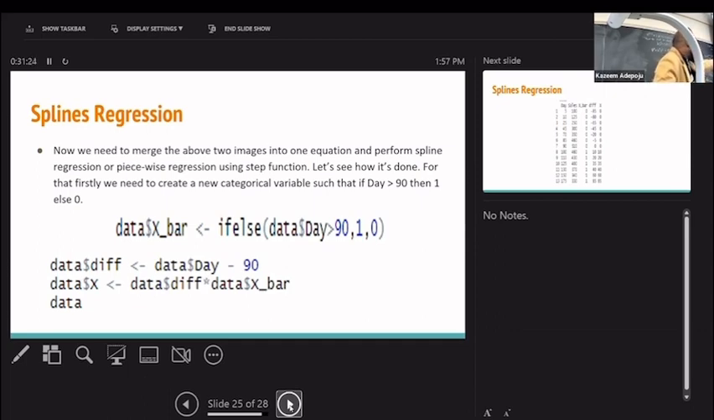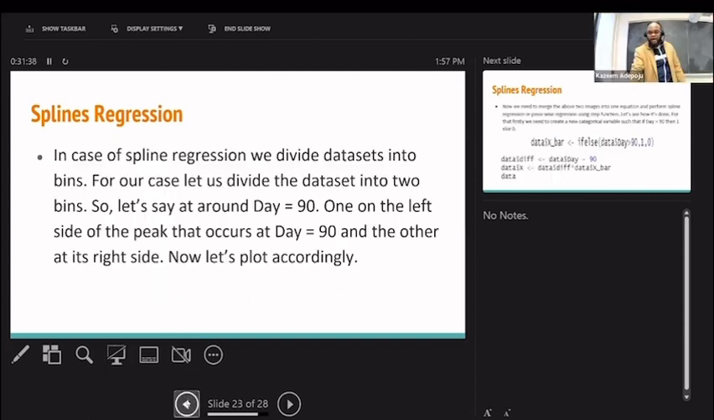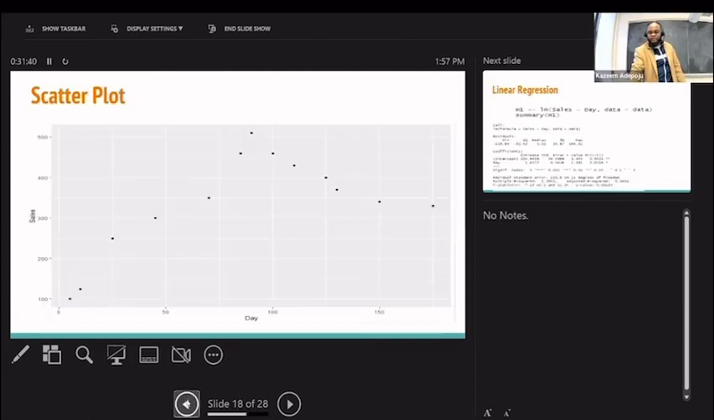Then I need the data$different, which is just going to be data$day minus 90. You see that? Why am I saying data$day minus 90? Don't forget the other time I showed you S minus A. Why do I say data$day minus 90? I wanted to go back to what I started showing you from the beginning.